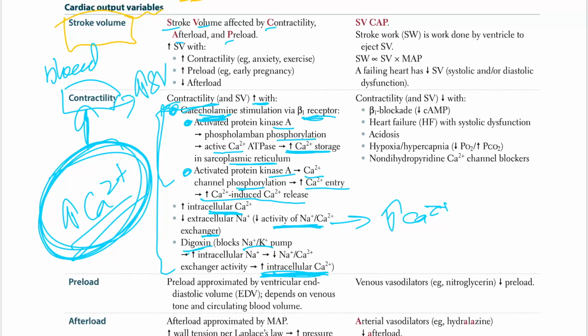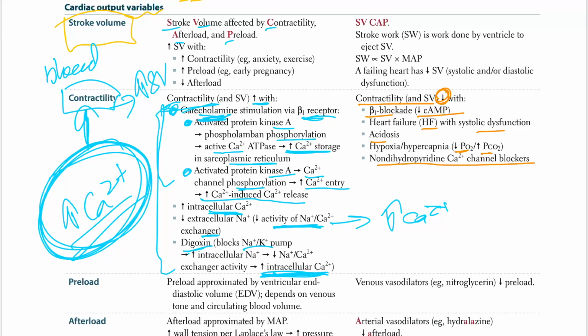On the left side, what do we have? Contractility and stroke volume would decrease with the opposite: beta-1 blockade, decreased cyclic AMP, heart failure with systolic dysfunction, acidosis, hypoxia, hypercapnia, meaning a decrease in oxygen or an increase in your carbon dioxide, or calcium channel blockers, non-dihydropyridine calcium channel blockers, right? These are all the things which would decrease the calcium levels, causing a decrease in contractility.